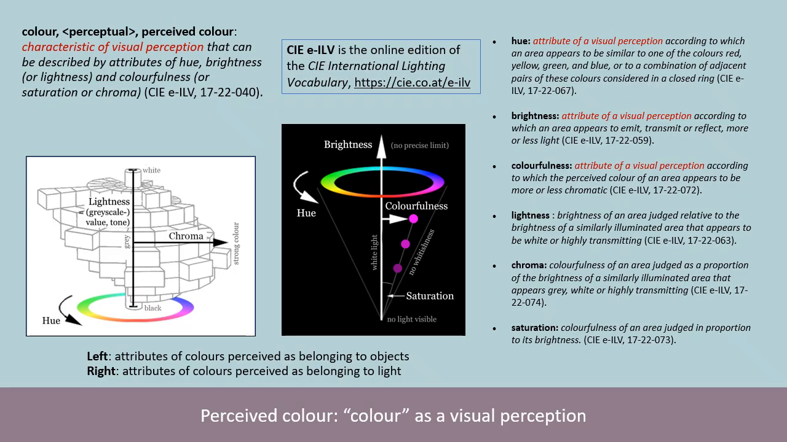Hue, brightness and colourfulness are explicitly defined as attributes of a visual perception, and lightness, chroma and saturation are defined in terms of relationships involving brightness and colourfulness. So colours in the sense of the things we can describe by these attributes, such as white, red, pale pink or high chroma orange, are regarded in the CIE ILV as visual perceptions.